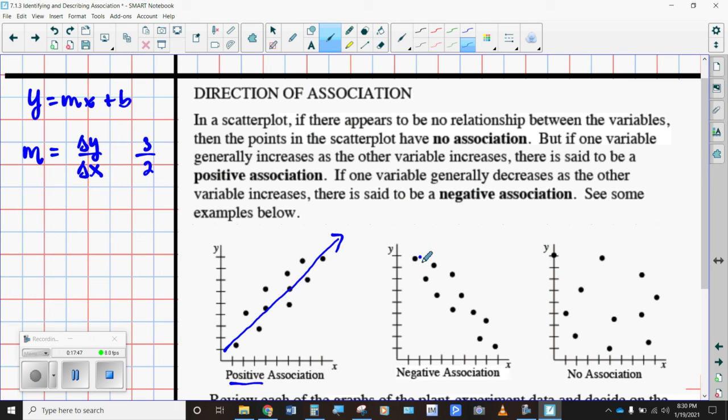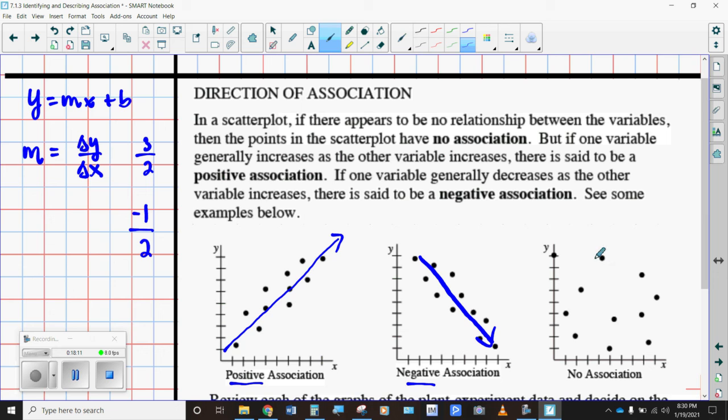Okay. Now, when we're going in this direction, x is increasing, so that would be like x is increasing by 2, but y goes down by 1. So that would be not a positive number, but a negative number, right? A negative slope to the line. So when x increases, y goes down. That's considered a negative association.